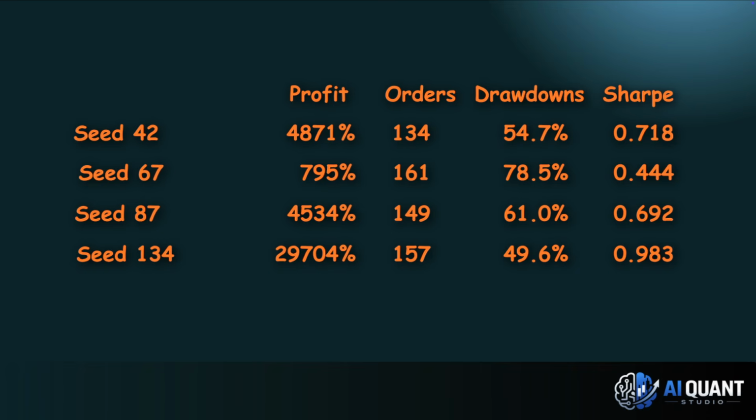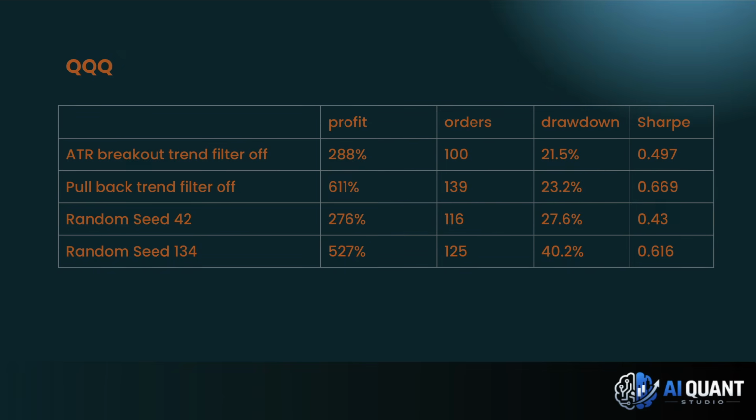Tesla is especially volatile. Maybe random entry only works when the underlying asset moves this much. So I ran the same test on 4 more tickers. QQQ was the one exception. Pullback to EMA won here at 611%. Random came in at 276 to 527%, depending on seed. Pullback's dip buying approach suits this steadier trend-driven ETF better.